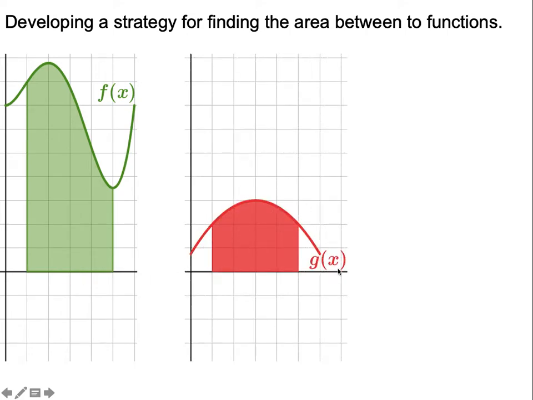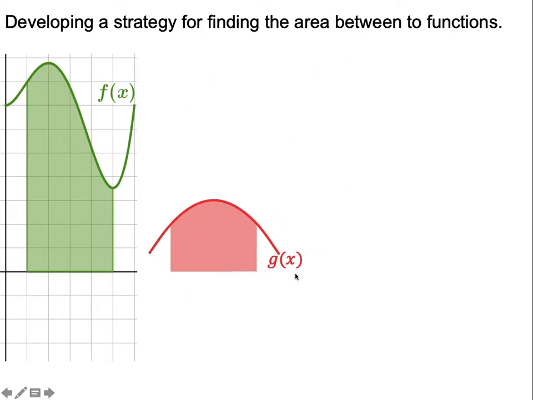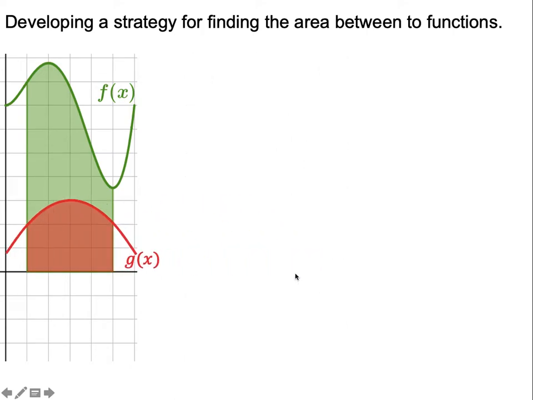So let's introduce a second function, g of x. G of x is also between a and b. If we integrate g of x between a and b, we get this red region between the function and the x-axis. If we superimpose them, now we have two curves on the same grid. And the area between these two curves is just the green minus the red.